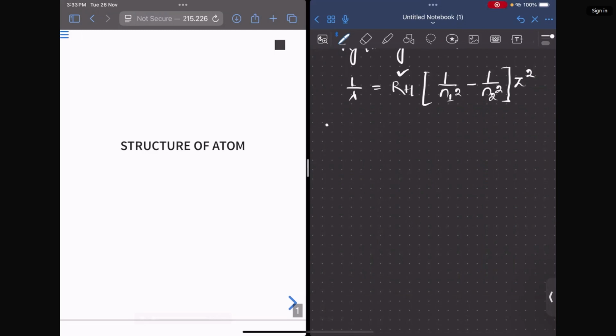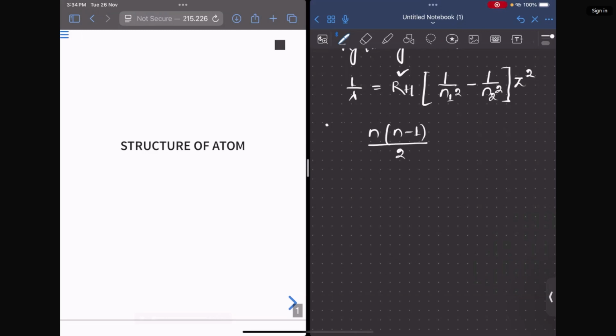Another formula: if an electron jumps from a higher state to a lower state, how many electromagnetic rays will be produced in the hydrogen spectrum? The formula for that is N equal to n into n minus 1 divided by 2. These are the basic formulas.